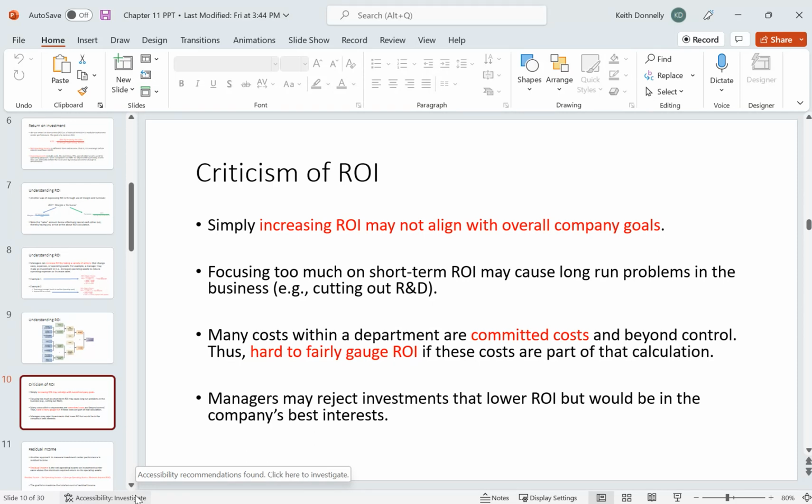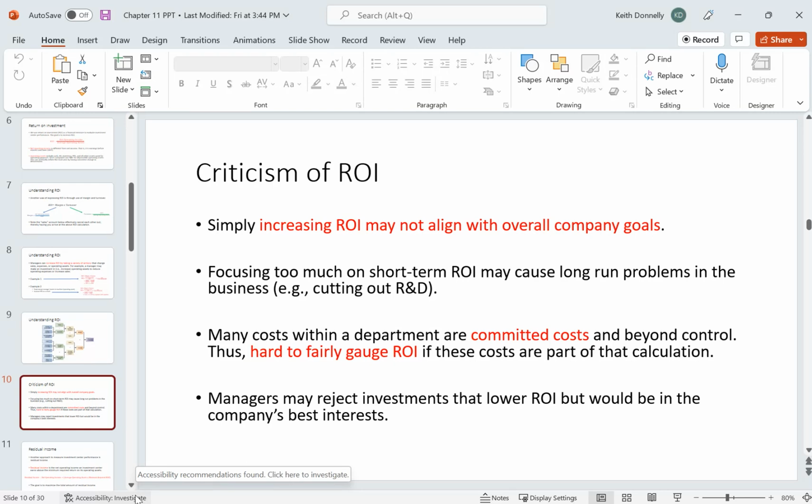Likewise, many costs within a department are committed costs and are beyond control. So the idea here is if it's responsibility accounting and you look at what people have control over and don't have control over, some of the costs they really don't have control over. They're committed. There's no going back with them. In this way, it can be hard to fairly gauge ROI if you include these committed costs as part of the calculation. You can't really change them either way. Is the person responsible for them or not? We're stuck with these costs.